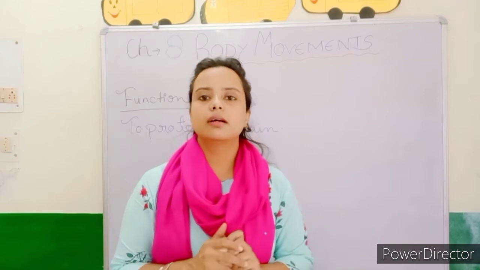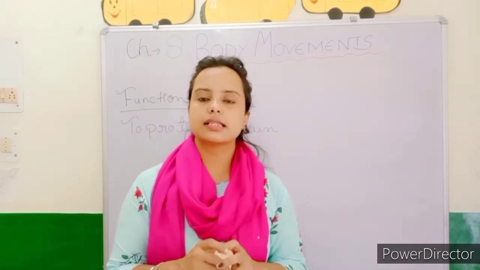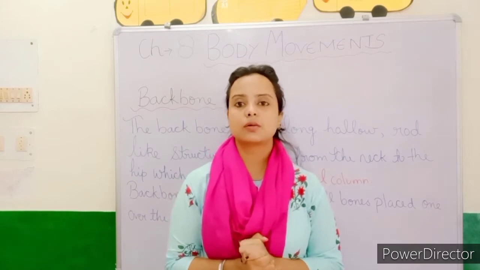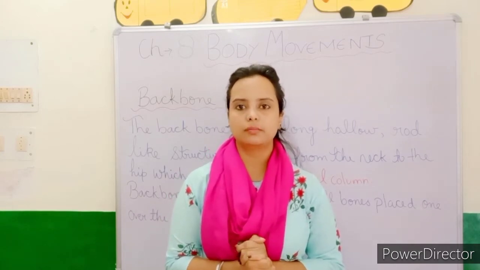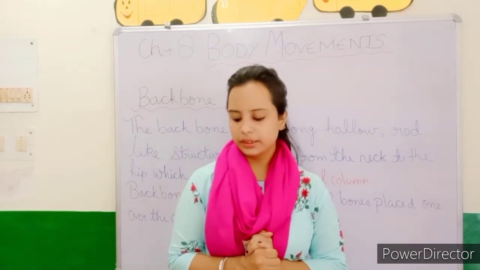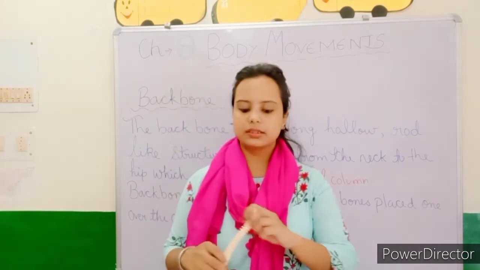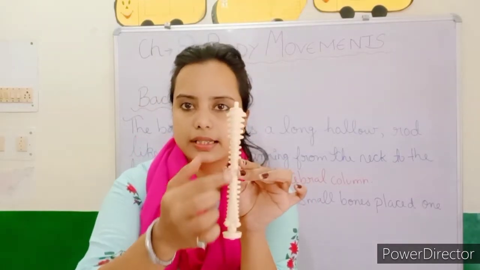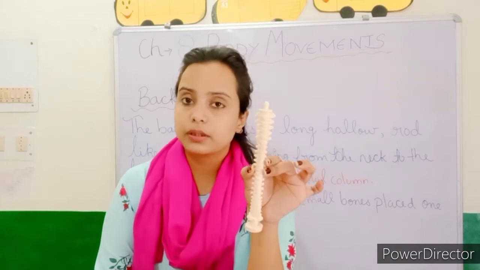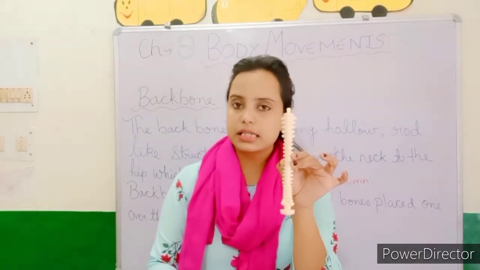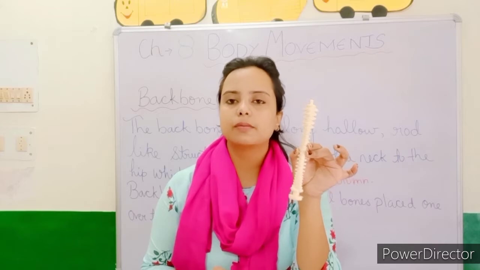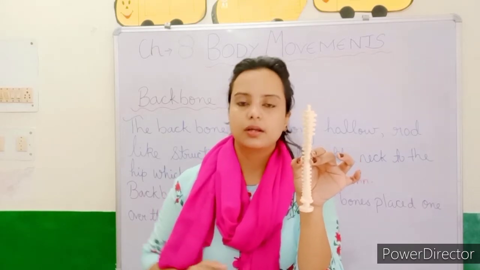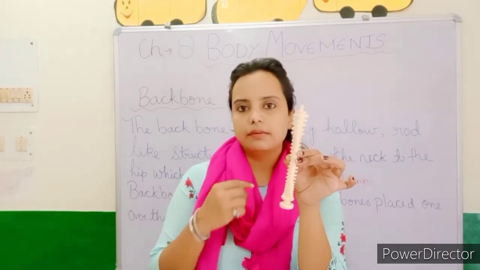Now let's move to the next bone, that is the vertebral column. The backbone is also known as the vertebral column, so let's discuss it. In this backbone, 33 bones are present, which are divided into various parts. I will explain that.